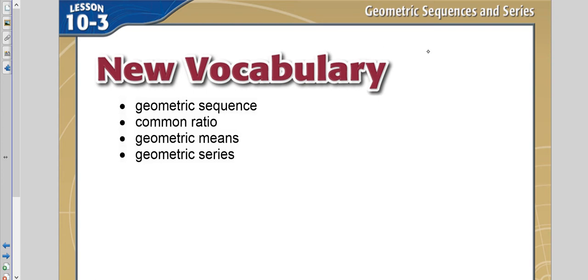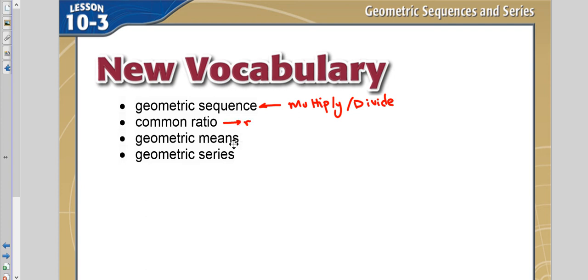Hello, welcome back. Today we're going to look at geometric sequences and series. Geometric sequences are ones that multiply or divide. So it's a little bit different than last lesson because we're no longer adding and subtracting, we're multiplying and dividing. Instead of having a common difference, we'll call it a common ratio, and this will be given the letter R.